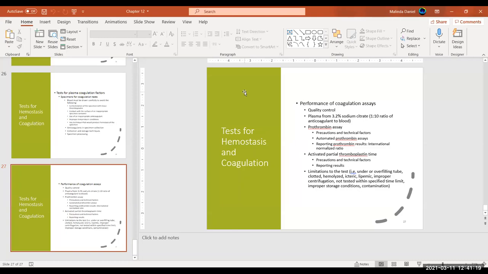Okay, that is it for coagulation, hemostasis.